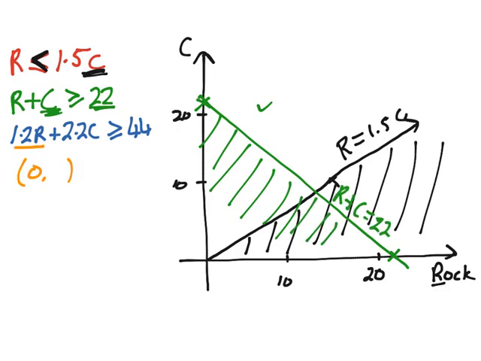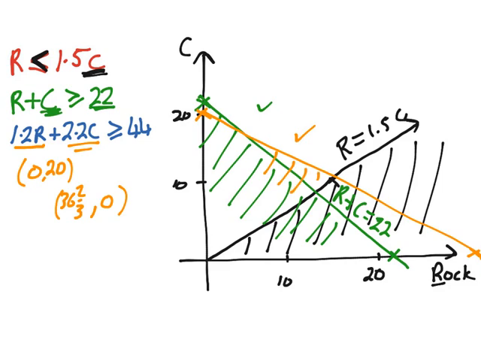If R has a value of 0, we go 44 divided by 2.2 to get 20 for our volume of concrete. Put across there. Do the same for if our concrete was 0. Go 44 divided by 1.2 to get our rock value. That's about 36 2/3. So join those together and look at where we want to keep. We want to keep concrete above, so we want the area above the line, shade out what is below.